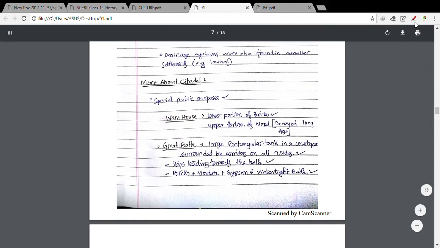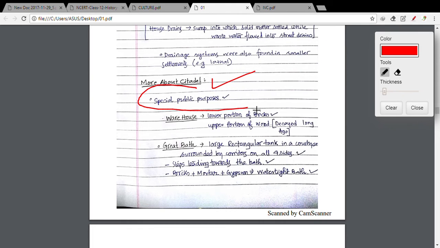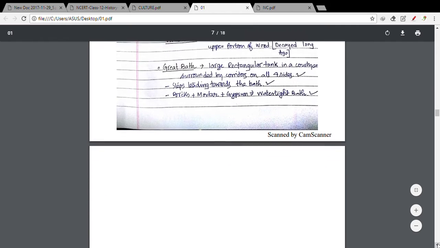Now if we talk about the citadel, it was a special public purpose used buildings. There were two important structures: one is the warehouse and one is the great bath. The warehouse contains the crops, and the great bath was a large rectangular tank surrounded by corridors on four sides, steps leading towards the bath, bricks, mortar and gypsum to make it watertight. So there was a good technology to make this bath.